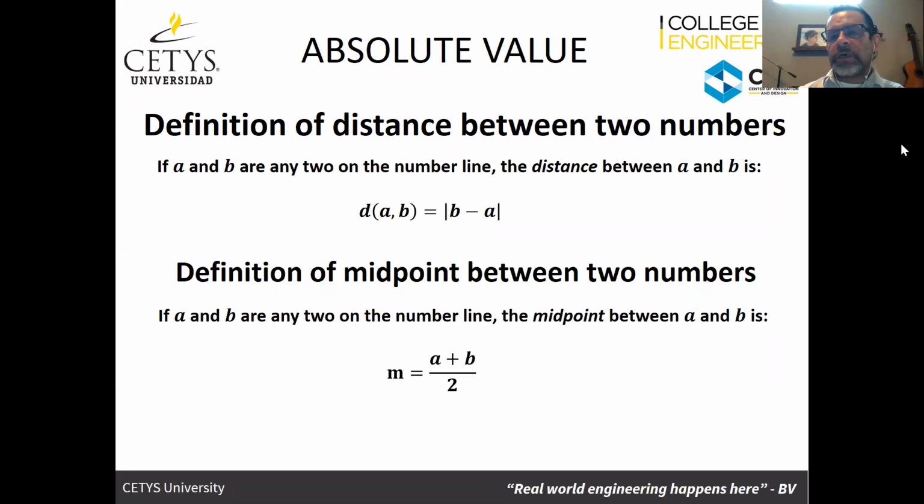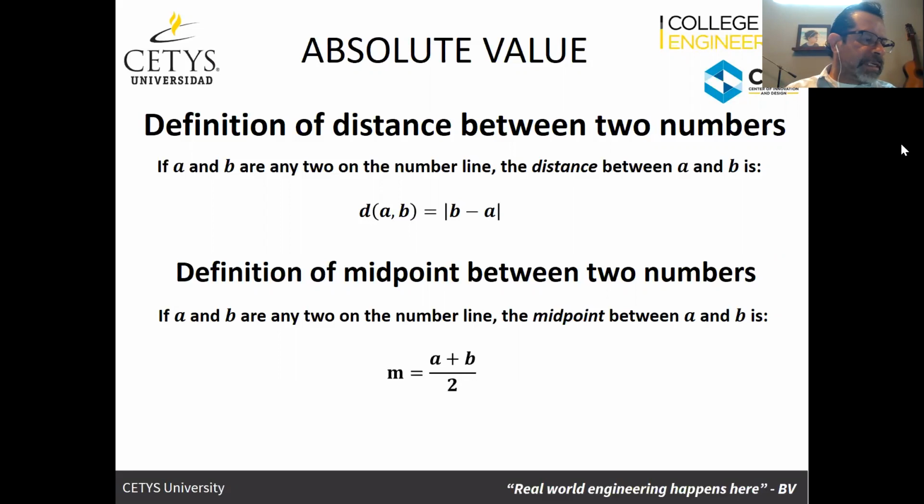The topics that we're going to be talking about now have to do with representation of values in either the number line or the Cartesian plane, and working with these values and some expressions that can help us relate these values. So the two that we're going to start off with are the definition of the distance between two numbers or two points in the number line, and the definition of the midpoint between two numbers.